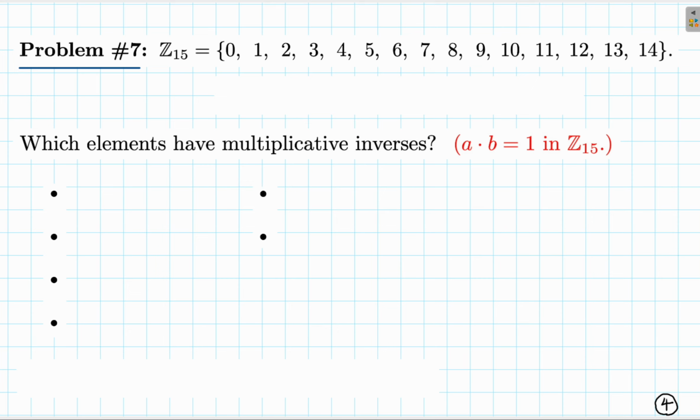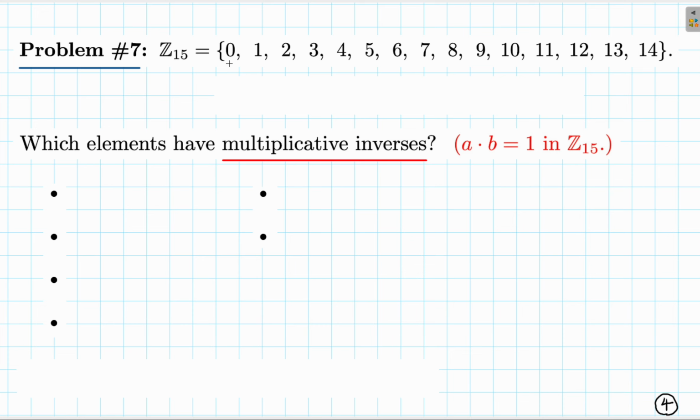Now let's look at problem 7, in which we studied the number system Z15. So that has 15 elements from 0 to 14. And the key question we want to ask is which of the elements in Z15 have multiplicative inverses. In other words, a pair of numbers that multiply together to be 1. And so let's go through each element in Z15 and see if each of these elements has a multiplicative inverse.